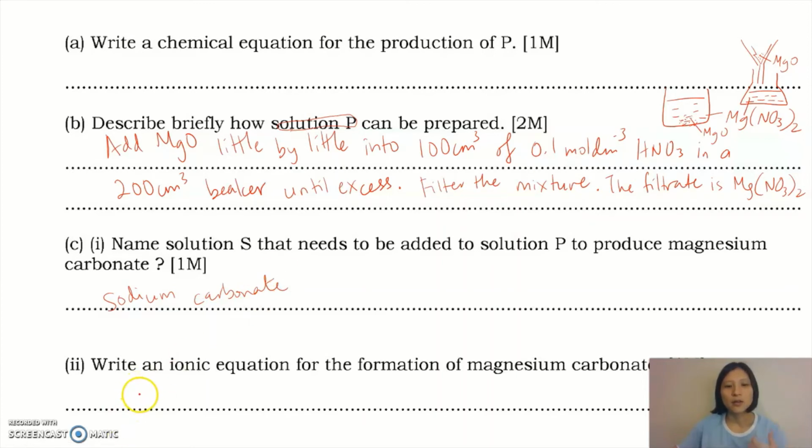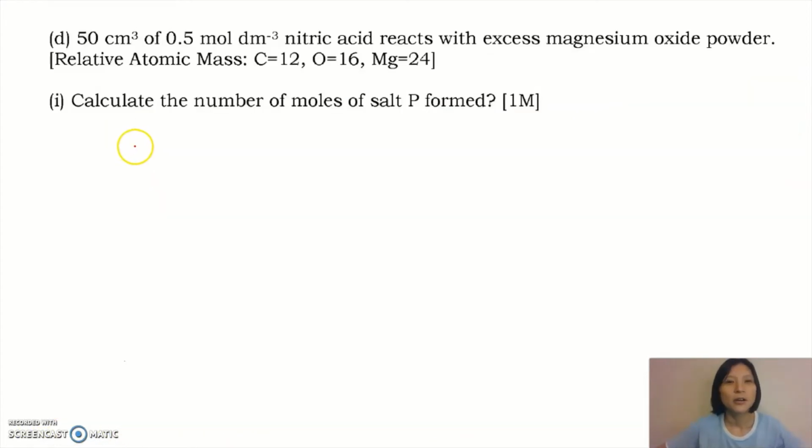Write an ionic equation for the formation of magnesium carbonate. We want to form magnesium carbonate. Ionic equation means what ions form this precipitate. This is a precipitate, so we can do a shortcut, which is just take the Mg, and take the carbonate. These two ions form the precipitate magnesium carbonate, MgCO3. So this is the ionic equation. It shows the ions. Okay, next question.